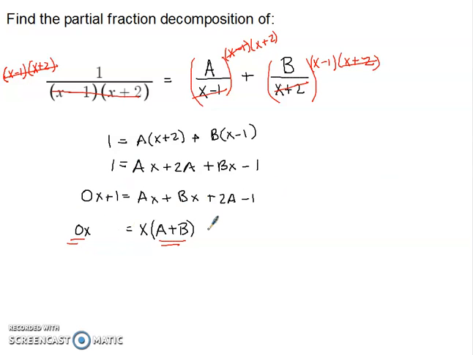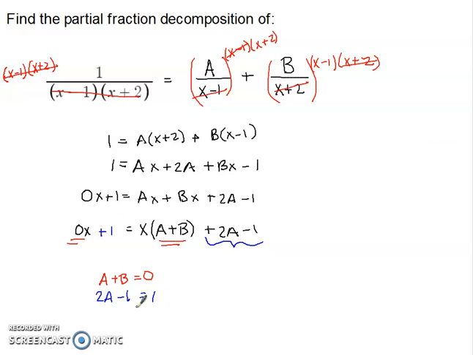On the right, I have 2A minus B, so this would be my constant term. There are no x's here, which means that it will be equivalent to the constant term on the left, which is a positive 1. So I can write two equations to solve for A and B. The first is that A plus B, the coefficient on x, has to be 0, and the second is that 2A minus B has to be equal to my constant, which is 1.